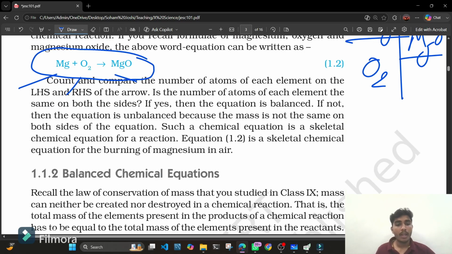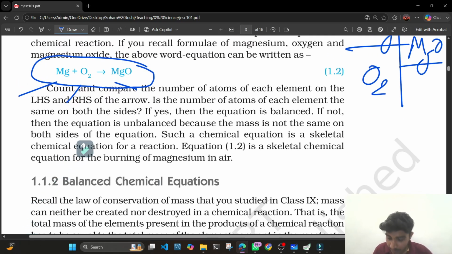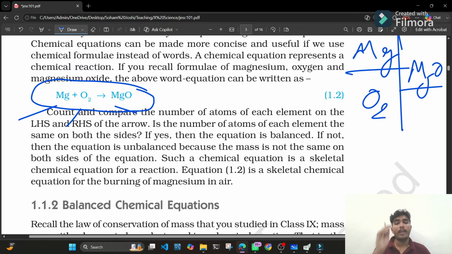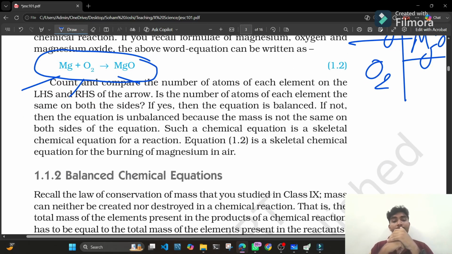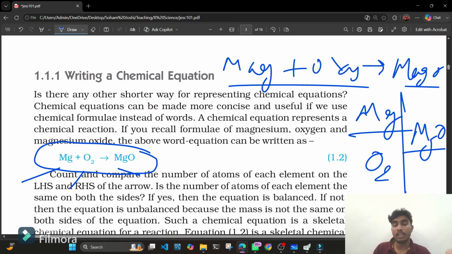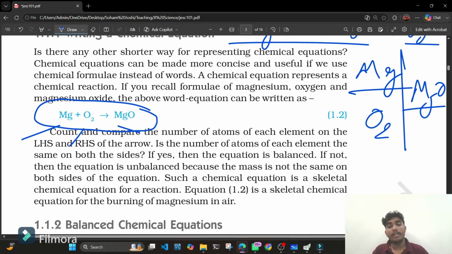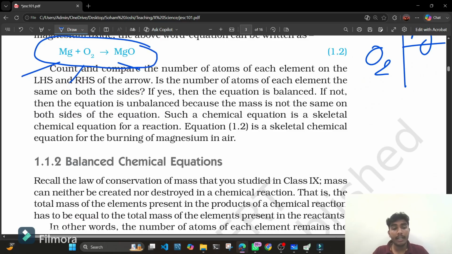Okay? Cool. Okay, so next up, we need to balance this chemical equation. You must have read the law of conservation of mass. So basically, mass is something that can neither be created nor be destroyed, right?